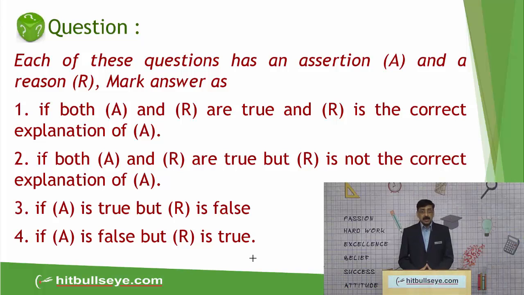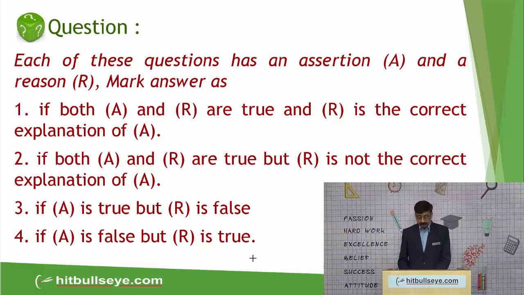Now the next question is based on assertion reason. One assertion is given to us. Assertion means statement and followed by reason. And 4 choices are also given. Mark 1 if A and R are correct and R is correct explanation of A. Mark 2 if A and R are correct but R is not the correct explanation. A is true, R is false, so on and so forth.